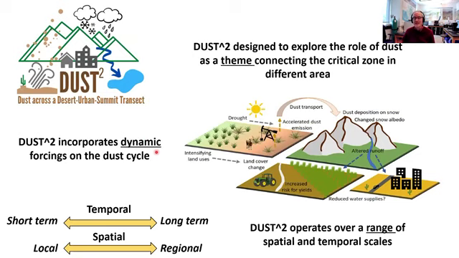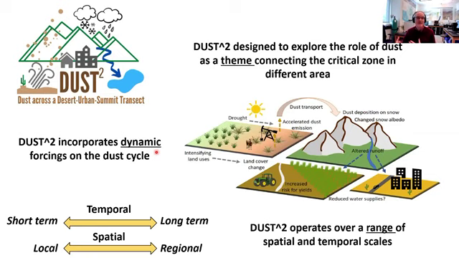It was designed to incorporate dynamic forcings on the dust cycle from source to sink. So things happening in the source regions, as well as things happening in the dust receiving regions, and then feedbacks back in the other direction. And I think very importantly, this constellation of projects that comprises Dust Squared was designed to consider a real wide range of both spatial and temporal scales.